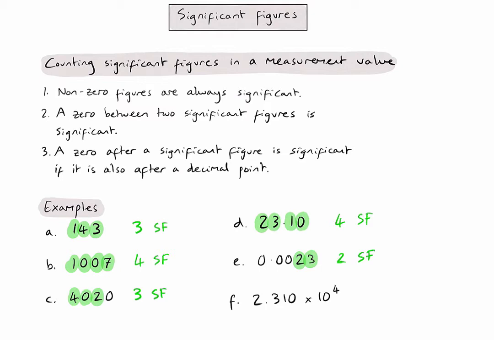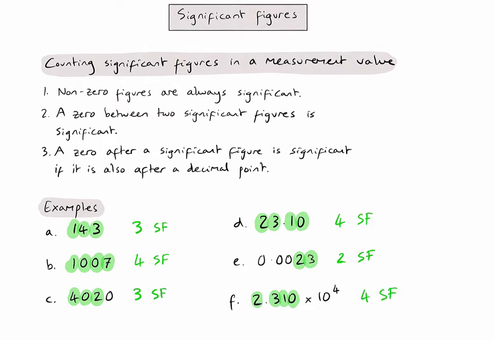Now in example F, we have a slightly different number. This one is written in scientific notation. And the general rule for scientific notation is that the number that we record must contain all of the significant figures in the original value. So in this case, I'm looking at the first part of my expression, where I can see a 2, a 3, a 1, and a 0, which is after those significant figures and also after the decimal place, so that's going to count as well. And because I have to show all my significant figures in scientific notation, I know that my original value must also have had 4 significant figures.